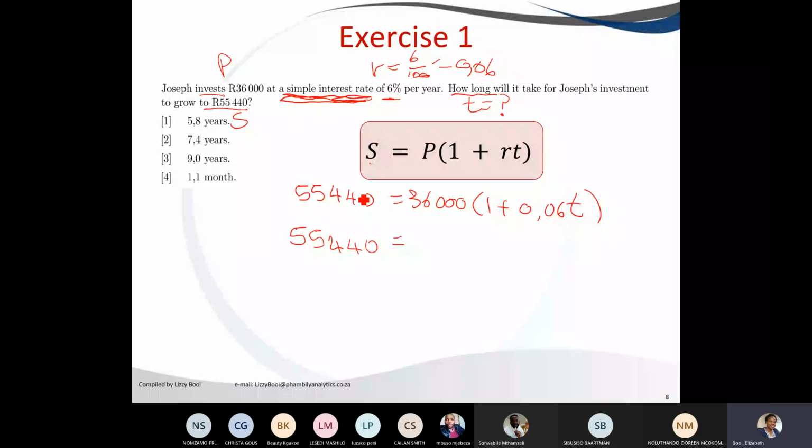2,160, sorry. 2,160, and that will be T. Let's take 36,000 to the other side. We are left with 55,440 minus 36,000 equals 2,160 T.